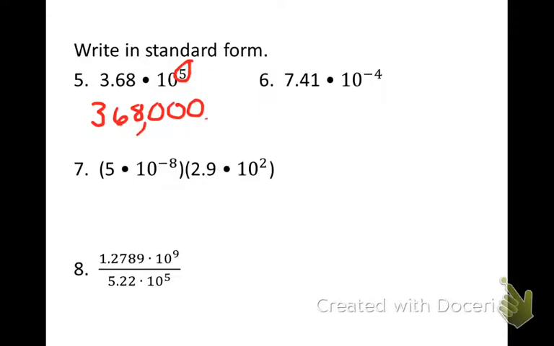Here we need to move it 4 places to the left, so don't put the decimal in, and moving it in front of the 7 would be 1. So 2, 3, 4, and there's your answer.